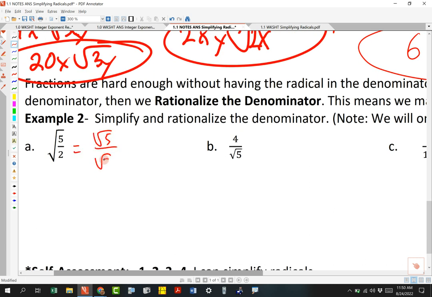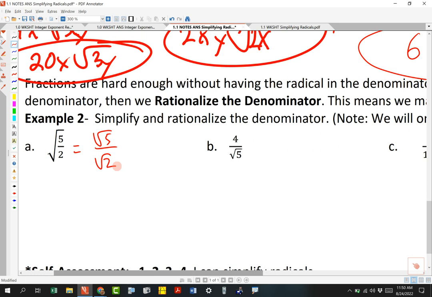Square root of 5 over square root of 2. Well, great. Now there's not a fraction underneath the radical, but there is a radical in the denominator. And square root of 2 is an irrational number. If you throw it into your calculator, it goes on forever and never has a repeating pattern. That's an ugly number. So let's think about this. I want to simplify what's on the bottom. I want to make it a nice number.